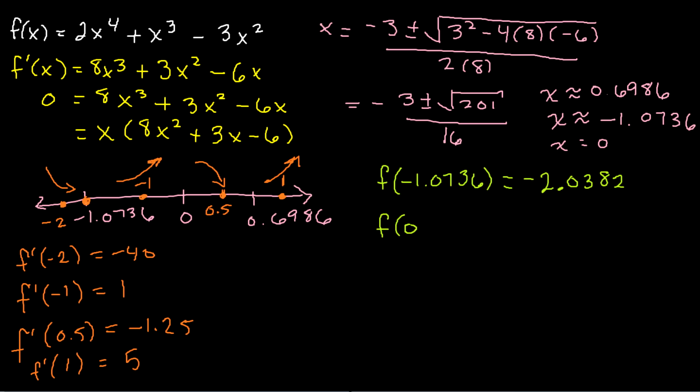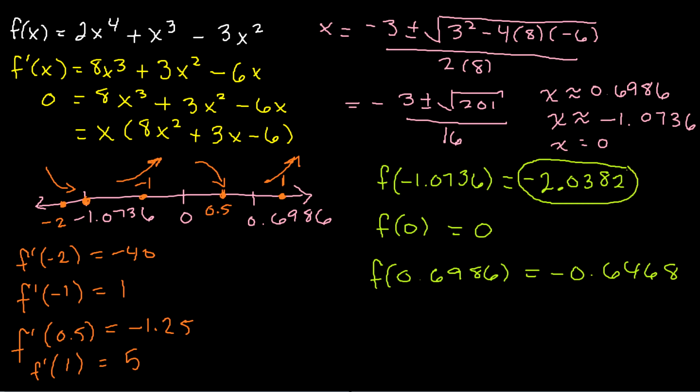So if we do f of 0, this is just going to be 0, right? 0, 0, 0. And then f of 0.6986 is going to be equal to -0.6468. So this is going to be my absolute minimum.